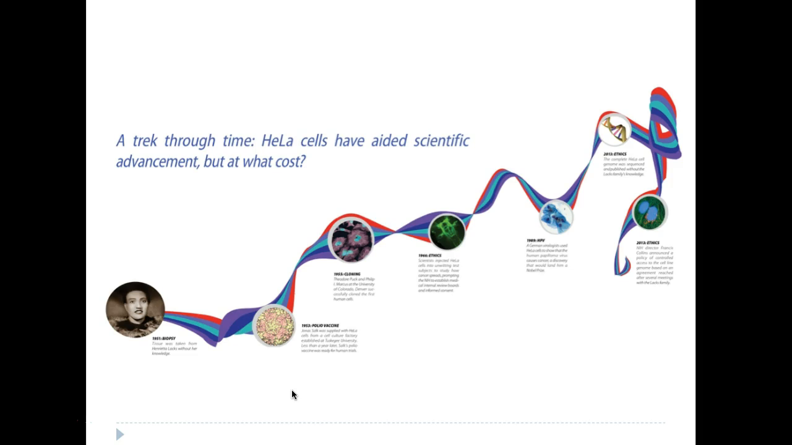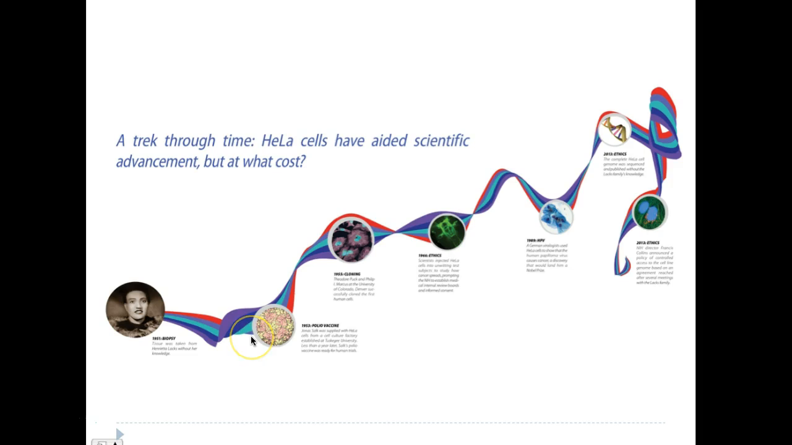So ultimately, if you look at a HeLa cell karyotype, here's a picture of what one would look like. So looking a little bit more, as I trek through time, HeLa cells have aided in scientific advancement, but at what cost? Well, in 1951, there was a biopsy. So here you can see Henrietta. The tissue was taken from Henrietta Lacks without her knowledge.